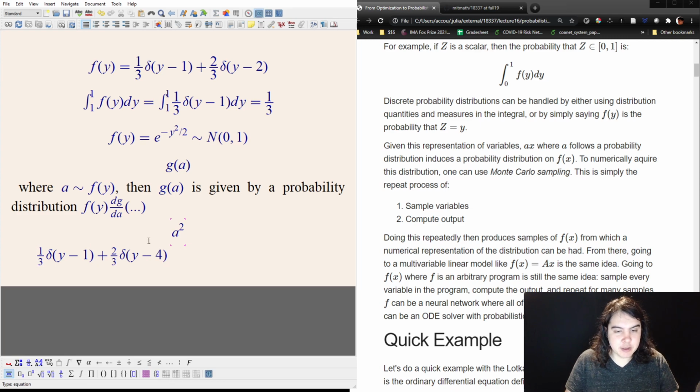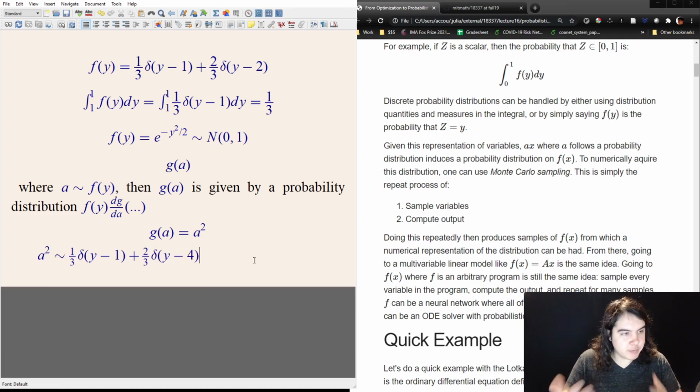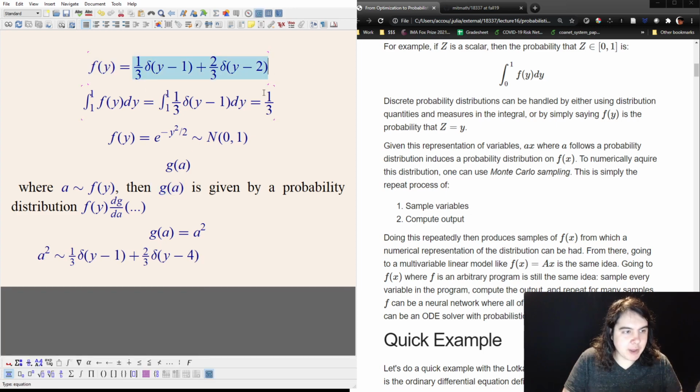So let me say that again. Let's say g of a is equal to a squared. Then a squared has this probability distribution if the probability distribution of a was this. Why would that be the case? Well, 1/3 of the time a equals 1, and so 1/3 of the time a squared equals 1. 2/3 of the time a equals 2, and so 2/3 of the time a squared equals 4. That's what this statement is: if our probability distribution on a was this, then we can write down that probability distribution quite simply.